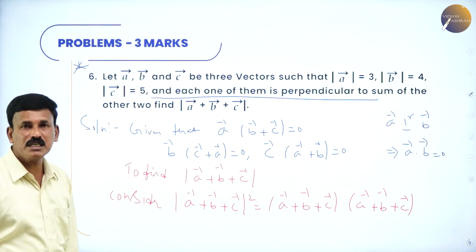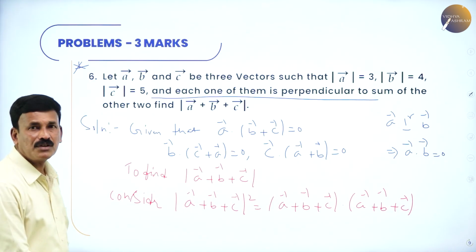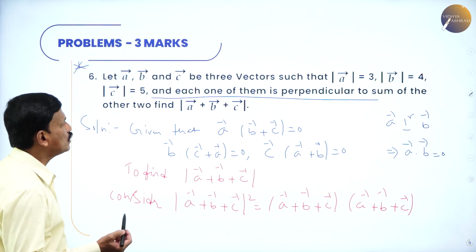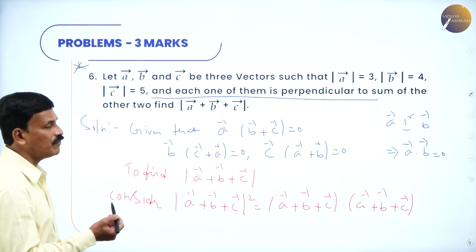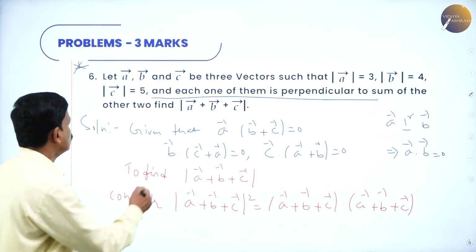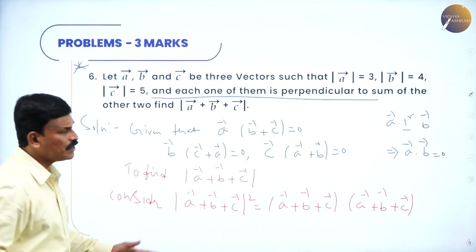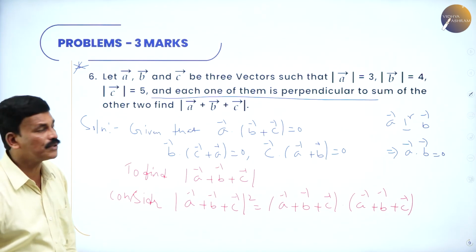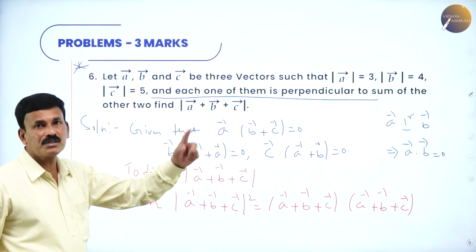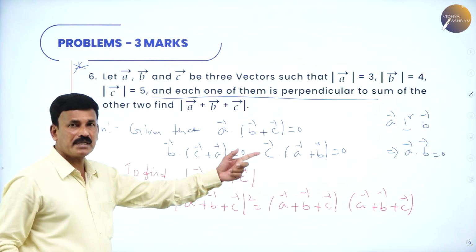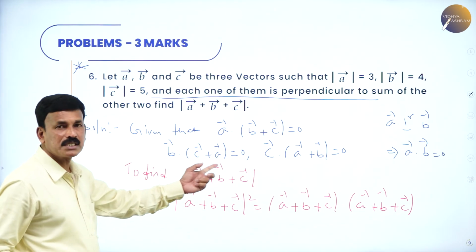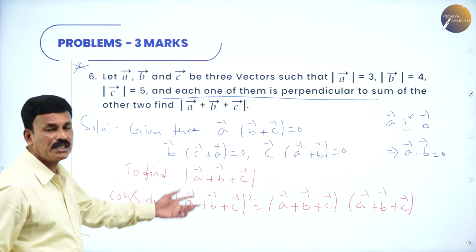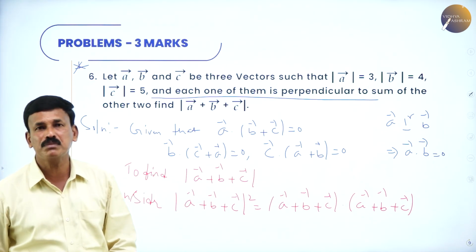Given that A, B, C are any three vectors whose length of A is 3, length of B is 4, and length of C is 5, and each one of them is perpendicular to the sum of the other vectors, find the magnitude of A plus B plus C. Now here, what is given? The given condition is very simple. Perpendicular means A dot B is equal to 0. Here, one of them is perpendicular to the sum of the other vectors, meaning A dot B plus C is equal to 0, B dot C plus A is equal to 0, C dot A plus B is equal to 0. What is required is the length of vector A plus vector B plus vector C.